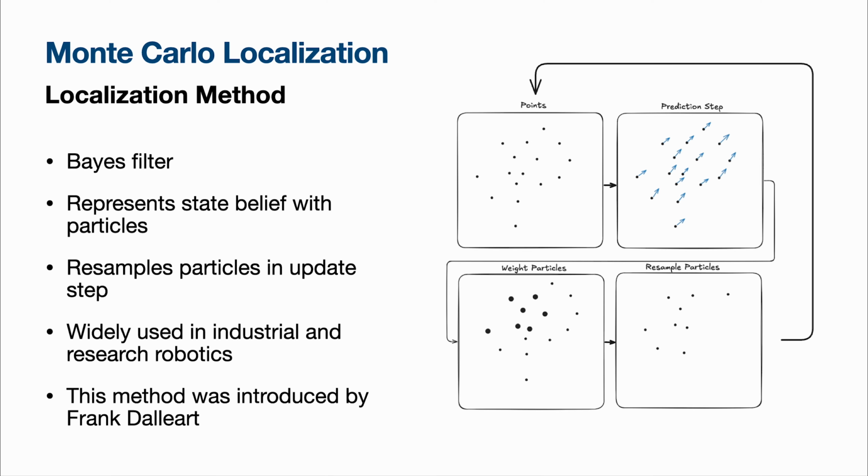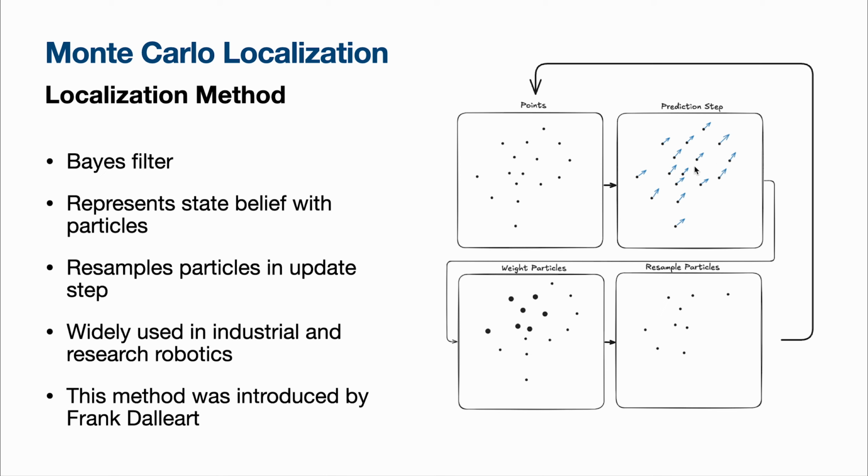Next, and what we're going to use in this presentation, is Monte Carlo localization. This is a Bayes filter where each of the possible beliefs, possible positions of the robot, is represented with a particle, and it resamples the particles in the update step. It's very widely used in industrial and research robotics and was introduced by Frank Dellaert from Carnegie Mellon in 1999.